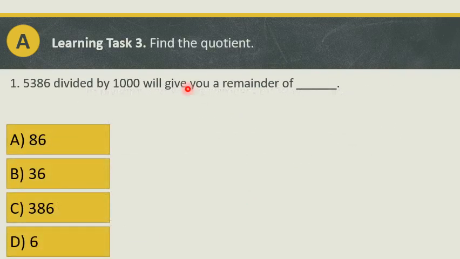Learning task 3. Let us find the quotient. 5,386 divided by 1,000. We remove only the three. What is being asked here is the remainder. So what will our remainder be? If divided by 1,000, we remove the three. So this will be the remainder, 386. Letter C.